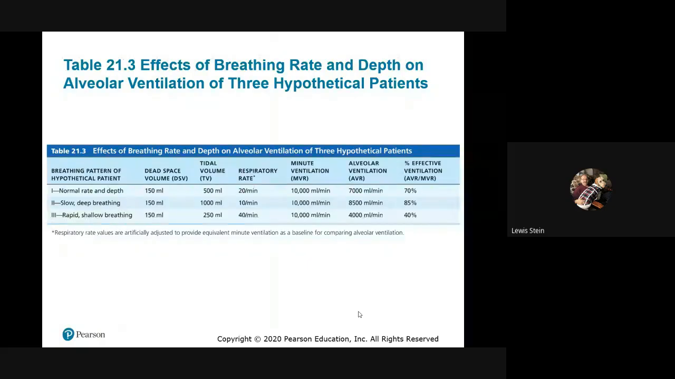For argument's sake, because it gives us a nice round number, we have a tidal volume of 500, at 20 breaths per minute. Remember, 150 of that is dead space. It's not moving oxygen and carbon dioxide. So our efficiency at that point is 70%. Fine, we're doing good with that. If you're hyperventilating, somebody's really excited, rapid and shallow, let's say you double the rate, you reduce the tidal volume because you're going so rapidly. You get the same 10 liters, but you're only 40% efficient.